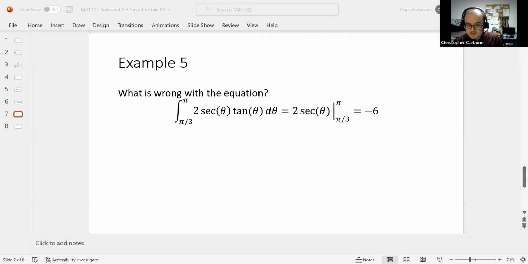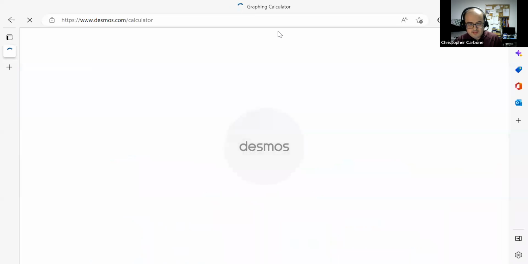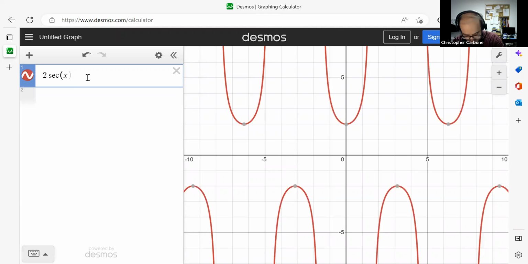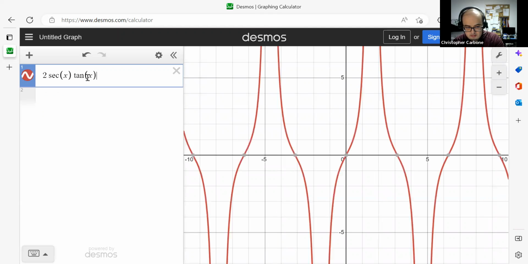So for us to see this, let me pull up a graphing calculator to see what on earth is going on here. As I open this up, we put in our function here, 2 times the secant of x times the tangent of x.